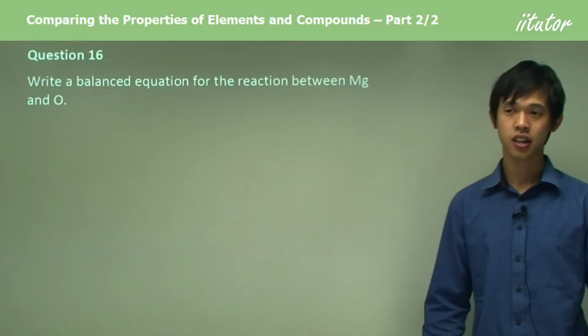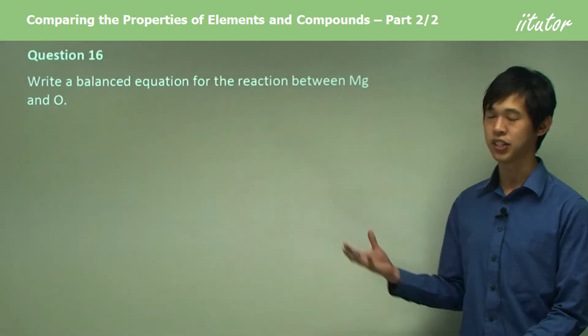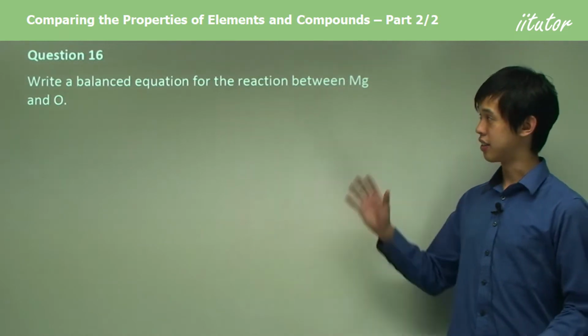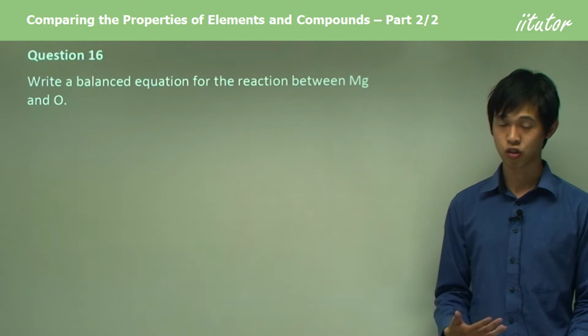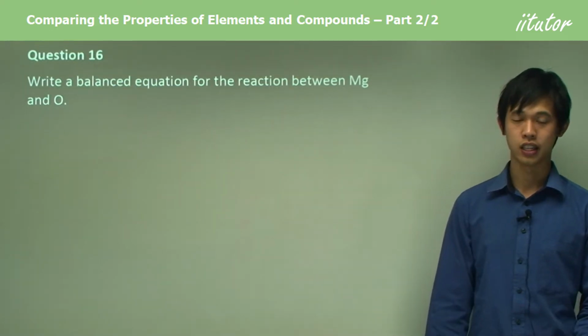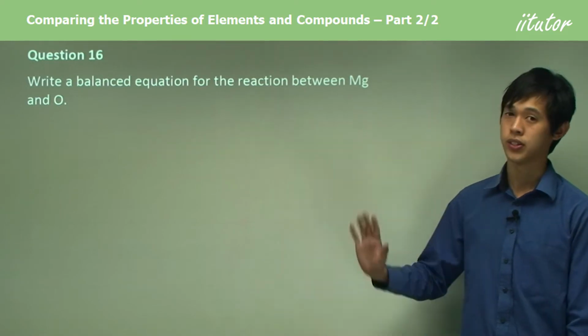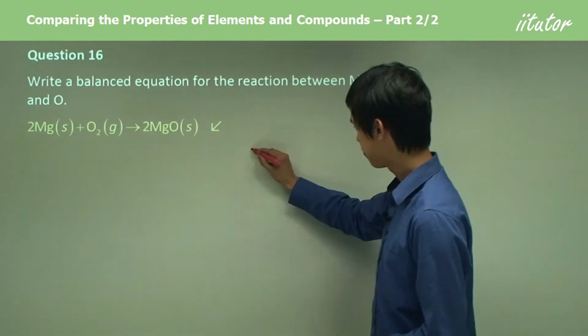Okay? So the first thing is write a balanced equation between magnesium and oxygen. So the reaction for magnesium and oxygen. I've been told that writing balanced chemical equations is one of the things that people struggle with. So we'll go through it slowly, step by step, and hopefully you'll become more confident in answering these questions. Okay, so this is the answer, but I'll go through how we actually got there in the first place.